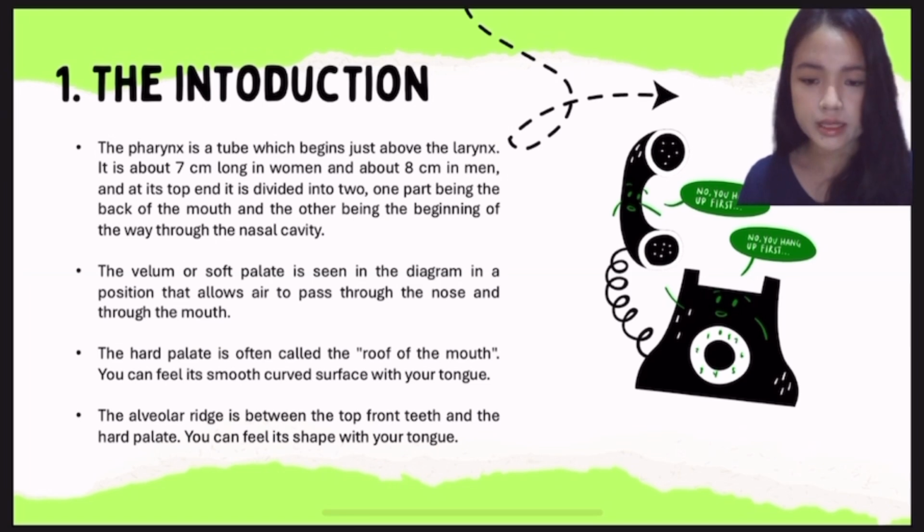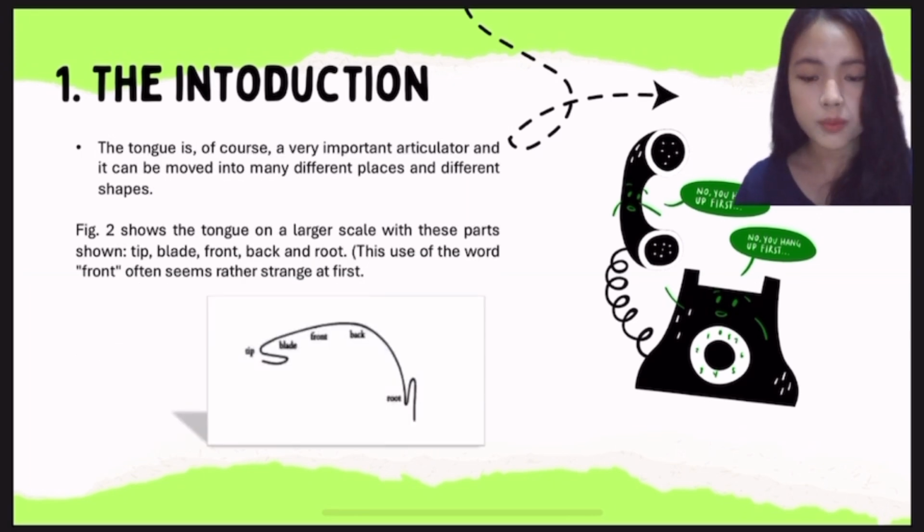The hard palate is often called the roof of the mouth. You can feel its smooth, curved surface with your tongue, and the alveolar ridge is between the top of the front teeth and the hard palate. You can feel its shape with your tongue, and the tongue is, of course, a very important articulator, and it can be moved into many different places and different shapes.